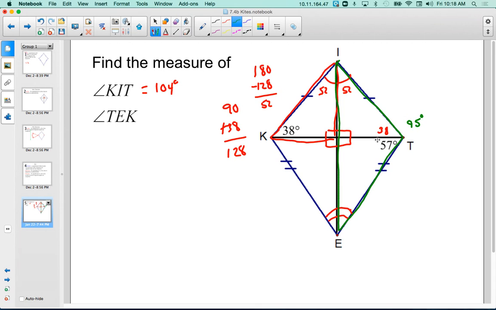We also could go and use, just like we did up here, the smaller triangle that has 90 and 57, which is 147, and subtract that from 180. And that does give us, is that a 33-degree angle? Which makes this a 33-degree angle because we know it reflects over that line of reflection. So that makes angle TEK 66 degrees.